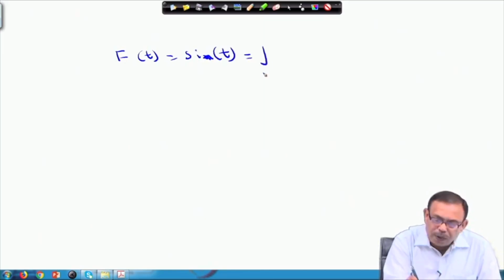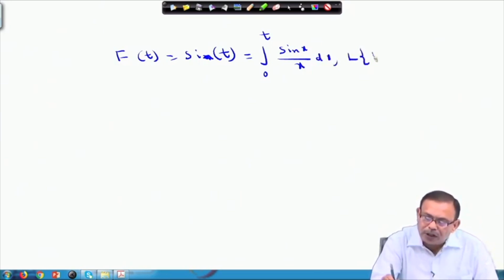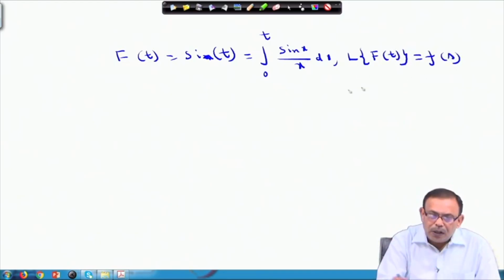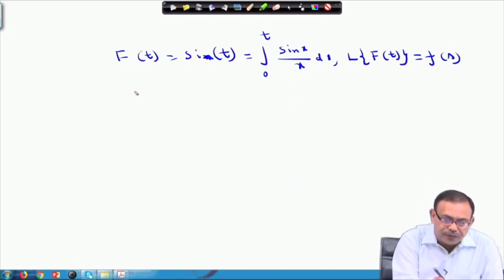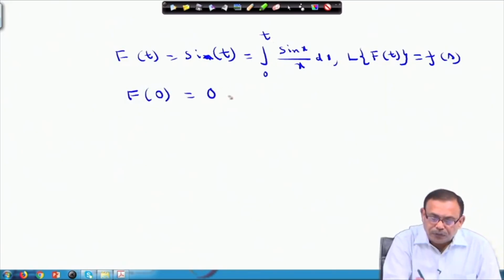This is the integral from 0 to t of sin x by x dx, this you know, and we are assuming that the Laplace transform of f(t) is, say, F(s). This you can always assume. So, your function is f(t) equals the sine integral function, that is the integral from 0 to t of sin x by x dx. So, from here if you try to calculate f(0), your f(0) will be equal to 0.